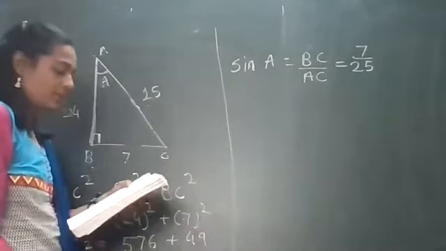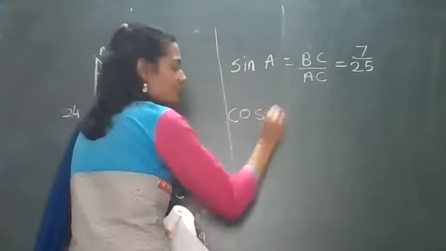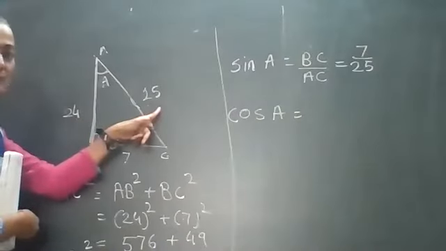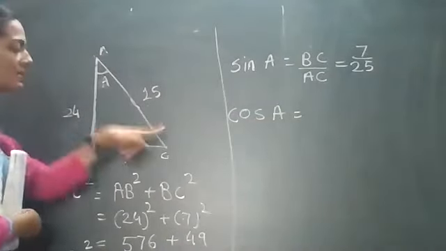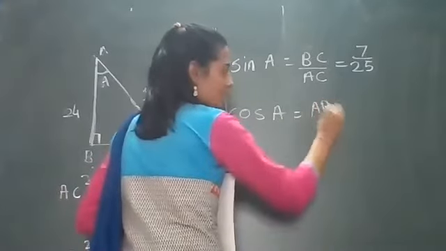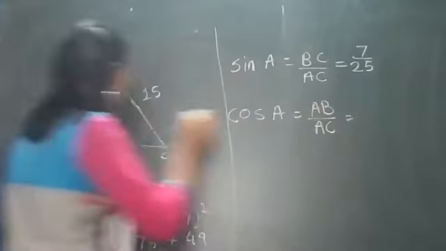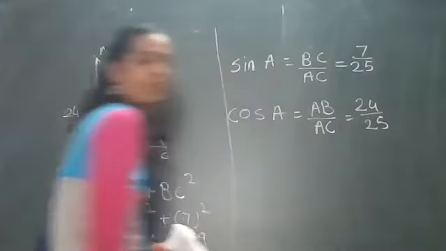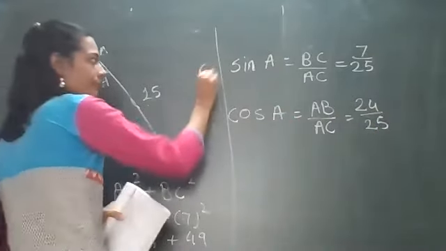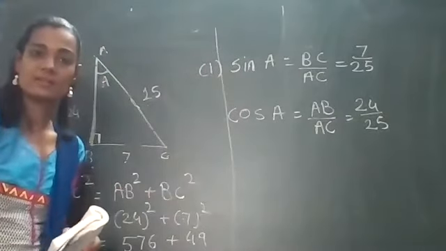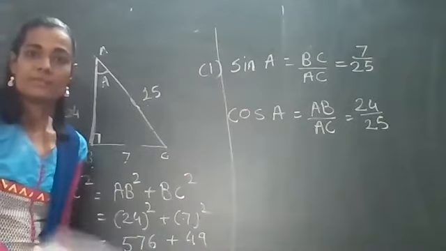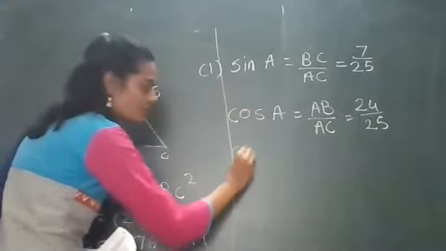Yes, ma'am. Similarly, we find out cos A. Cos A is equal to adjacent upon hypotenuse. Adjacent is AB, so AB upon AC is equal to what? 24 upon 25. Clear? Right. Now we are going with the second one.